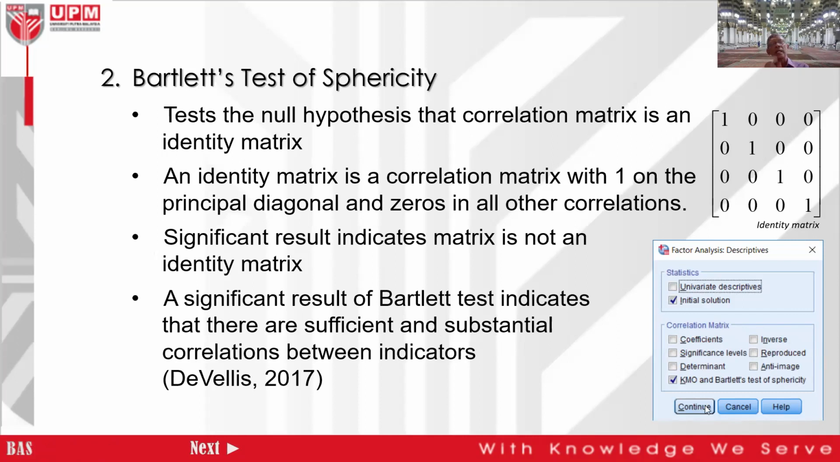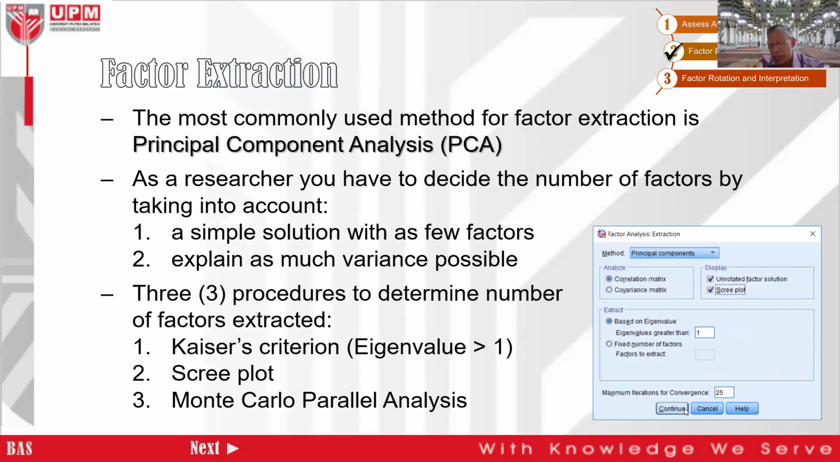I mean, we want to make sure that the significance value for the Bartlett test of sphericity is less than 0.05, if your alpha is 0.05. When is it significant? When the significance value for the Bartlett test of sphericity is less than 0.05. That is what we need to expect in order to make sure that our matrix is not an identity matrix, and we have adequate and sufficient correlation between items. That is the second statistic that we can use to test for sampling adequacy: KMO and Bartlett test of sphericity.